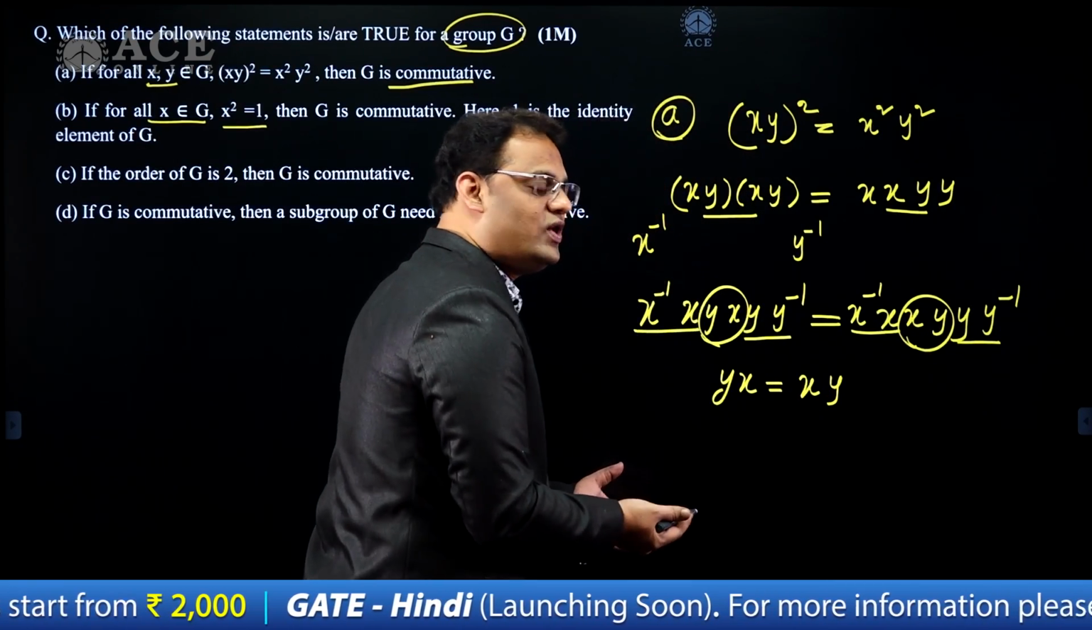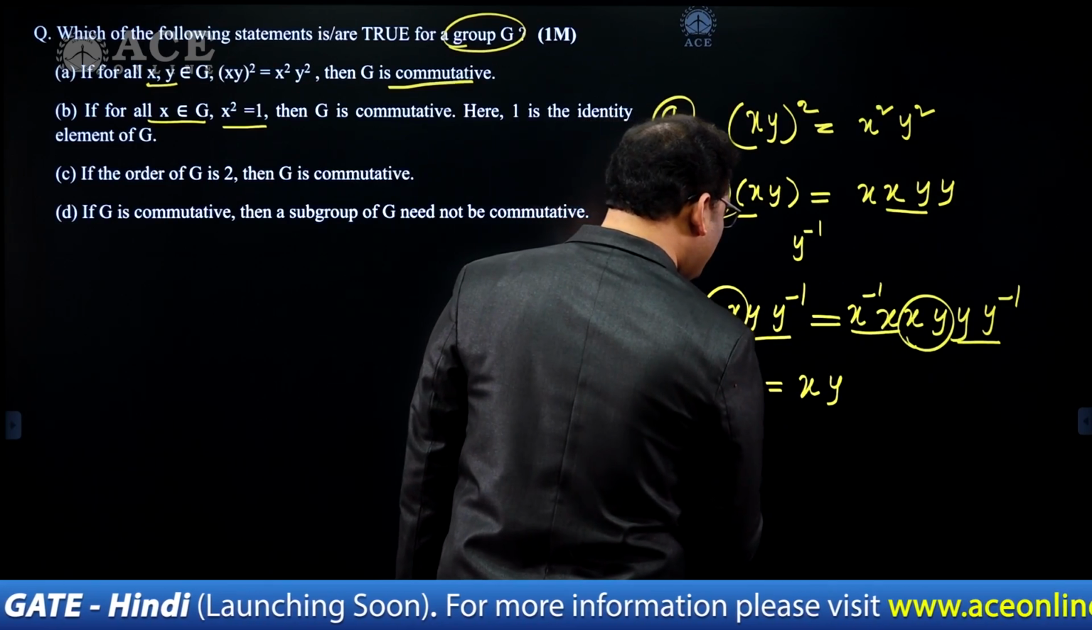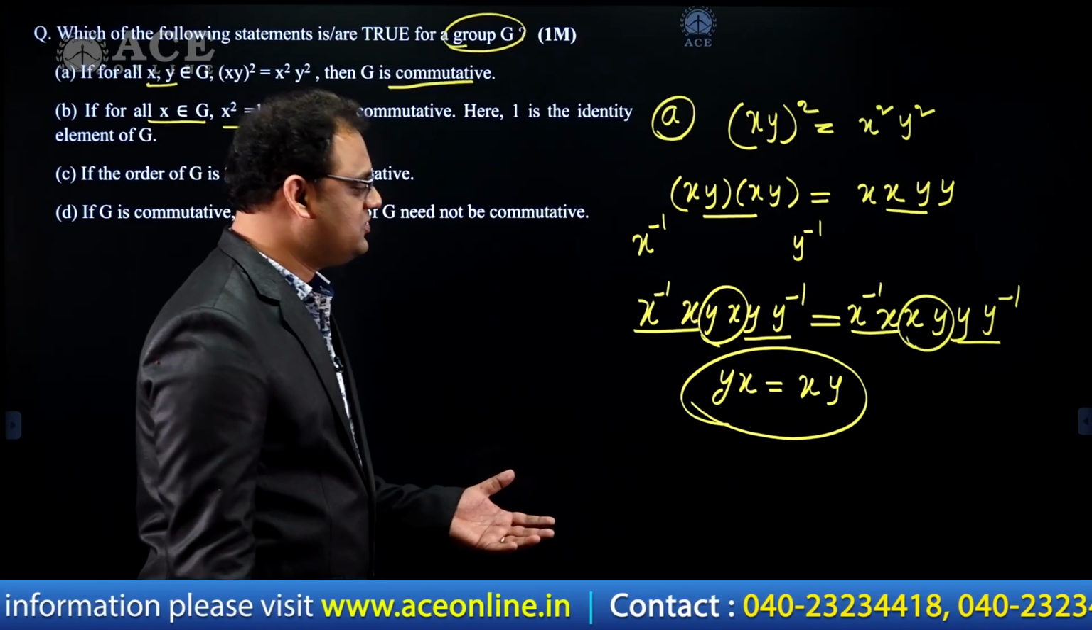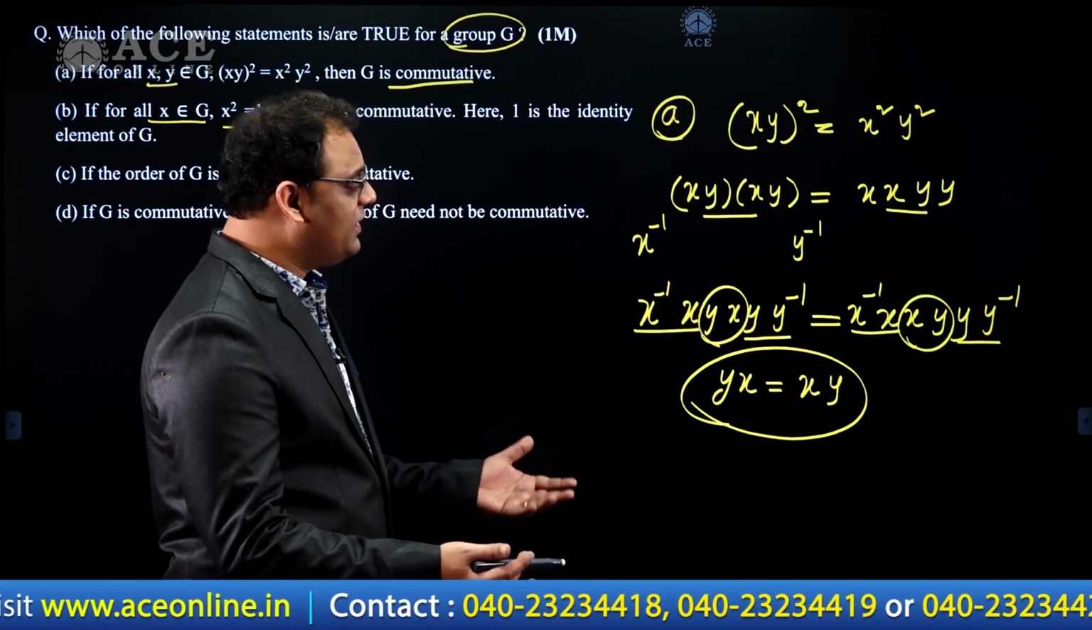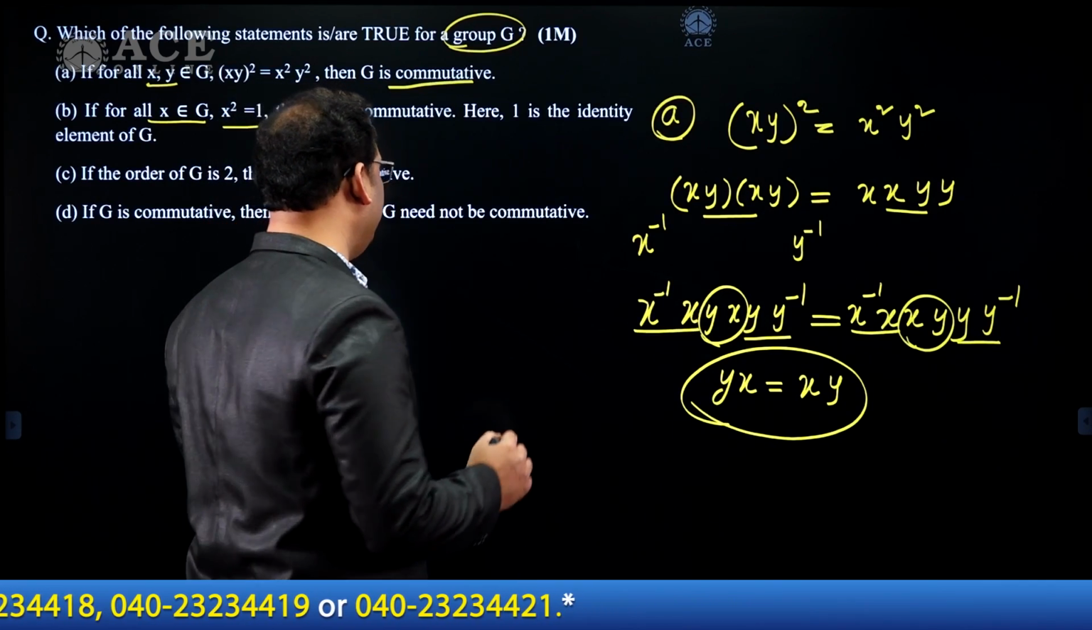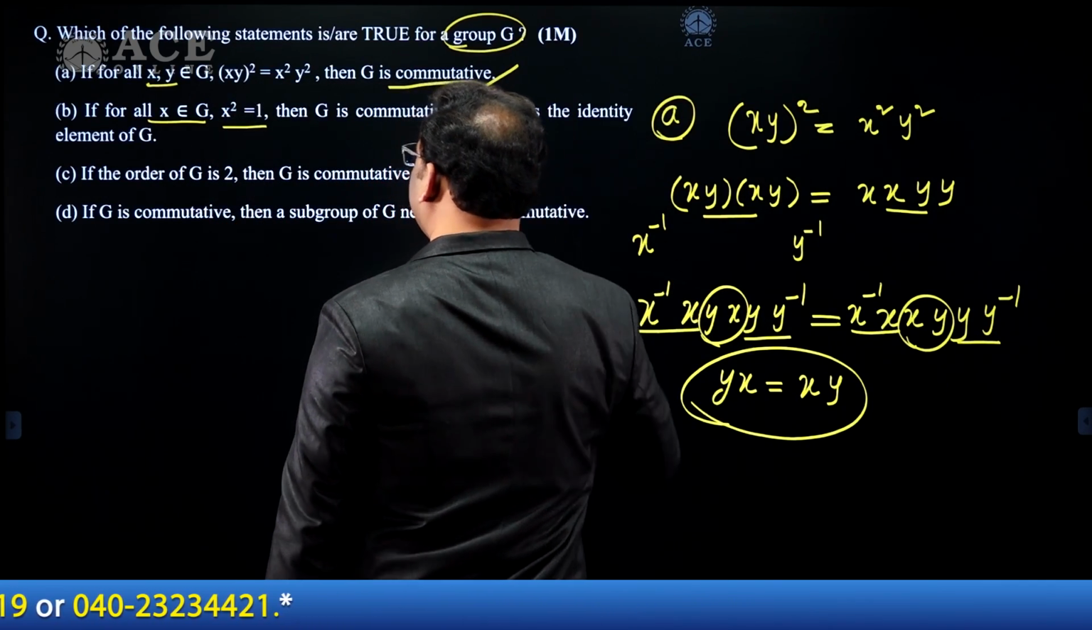Yes, sir, when xy is equal to yx, then you can confirm that the given algebraic structure, which is already a group, is also commutative. Fine. So option A will be true, my dear. In this way, you can prove A.